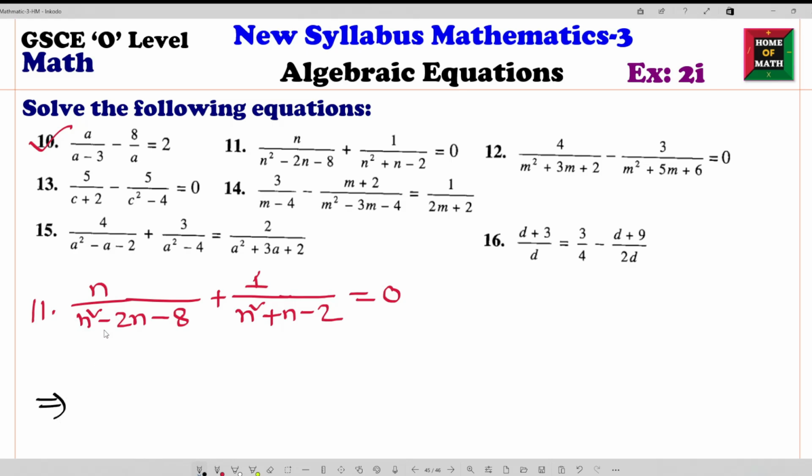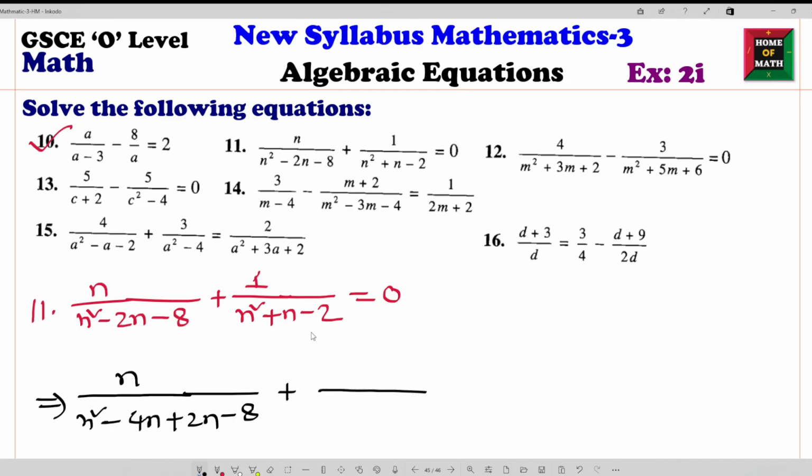n divided by n square minus 2n minus 8, plus 1 divided by n square plus n minus 2, equals 0. So here we will find the result of n. First, this fraction with n and n square minus 2n minus 8, we will factorize. So we can write here n square minus 4n plus 2n minus 8. 4 times 2 means 8, and 4 minus 2 means 2. So we can write minus 4n plus 2n, it will become minus 2n.